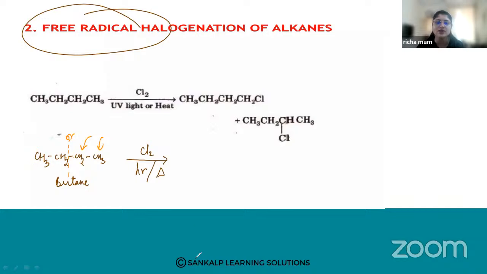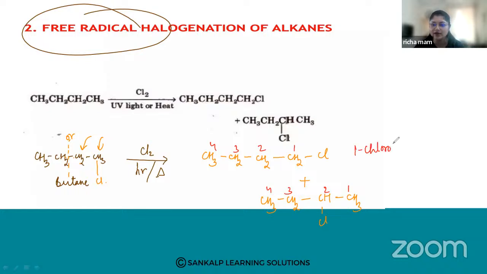So how will the attack take place? There are two possibilities. The first possibility is that one of the hydrogens is replaced by Cl, giving CH3CH2CH2CH2Cl. The second is that it attacks the second carbon, giving CH3CHClCH2CH3, where one hydrogen is replaced by Cl. What are the names now? Numbering 1, 2, 3, 4, please name it. This is 1-chlorobutane, and this is 2-chlorobutane.